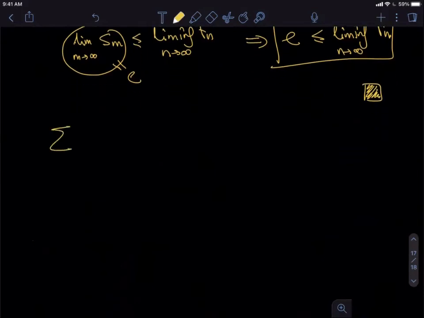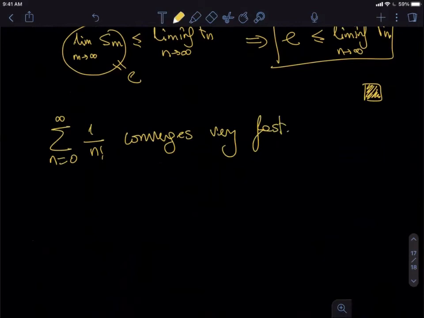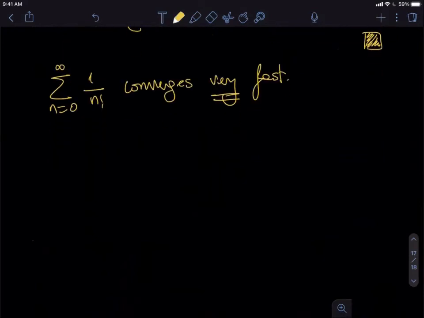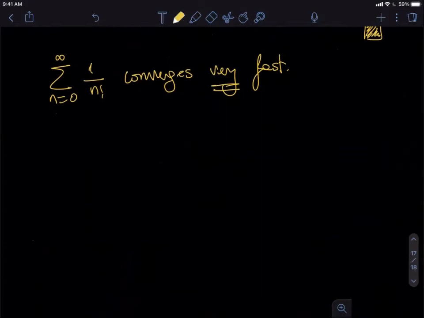Now the series of 1 over n factorial from 0 to infinity converges very fast. Very fast, as in highlighted very fast. How do we show that? We can compute the remainder. What is the difference between a partial sum and the definition of E? This is going to be all the terms that are beyond the partial sum.